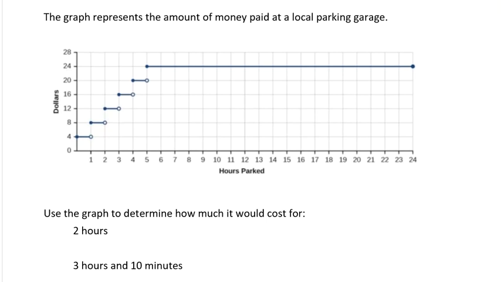The number of hours that I've parked is along the x-axis, and the amount of money is along the y. So I'm going to head to 2. 2 is right here. And as I look at it, you can see how there's 2 different dots here. One is a closed dot. That's where the actual value is going to be. The open circle is going to be up to that value. So at like 1.999 hours, it'd be that $8. But here, the moment it hits 2 hours, it switches over to $12. So this would be $12.